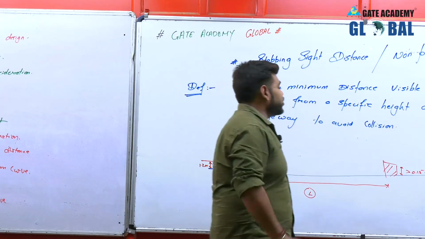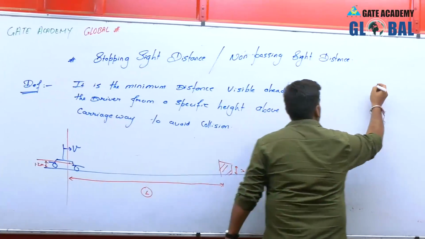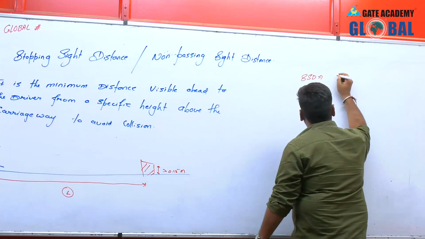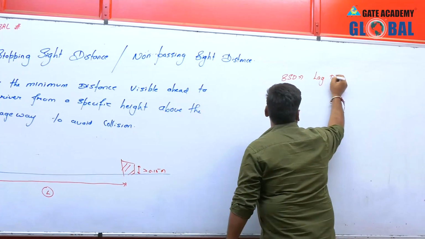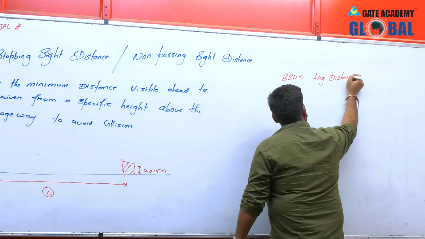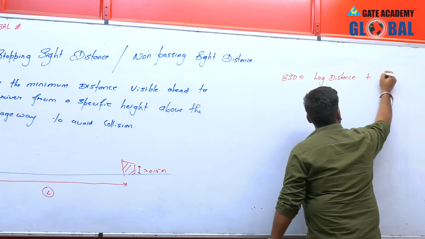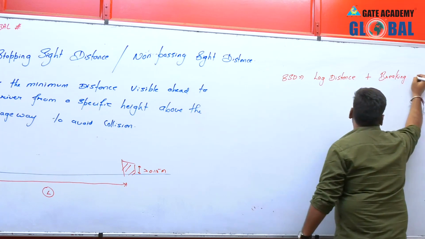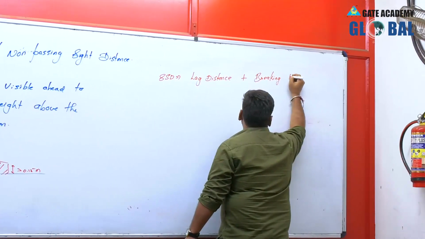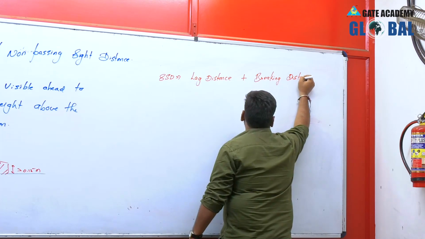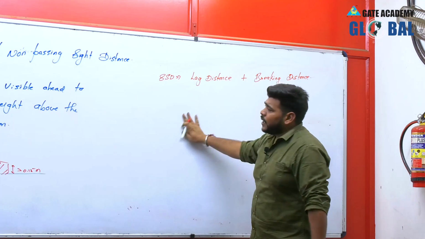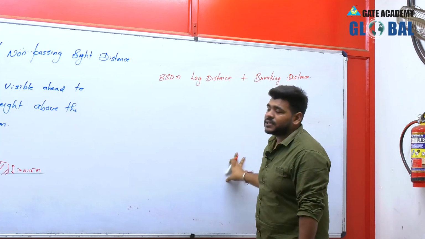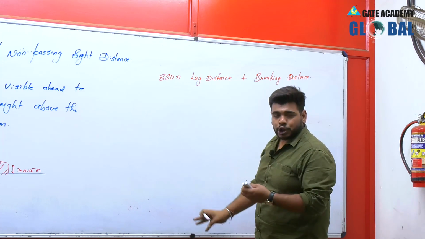Now we can say that the stopping sight distance is the combination of two terms, that is lag distance plus braking distance. Let's discuss the definitions first: what lag distance is, what braking distance is, and how we are going to find the stopping sight distance.